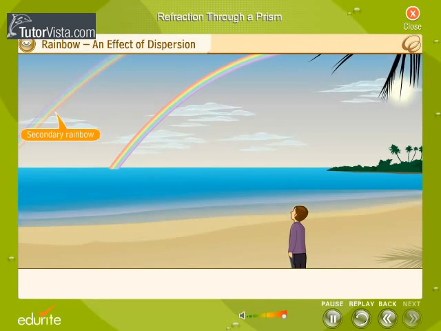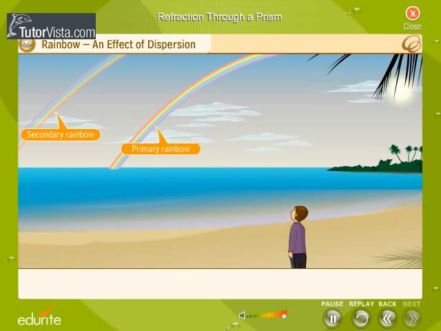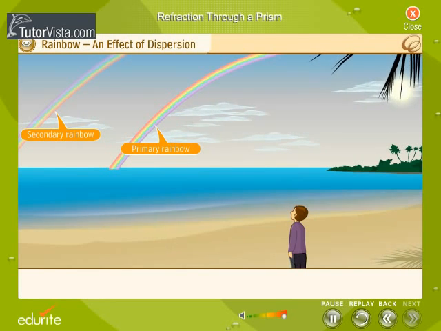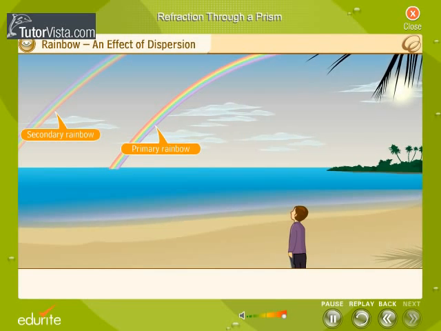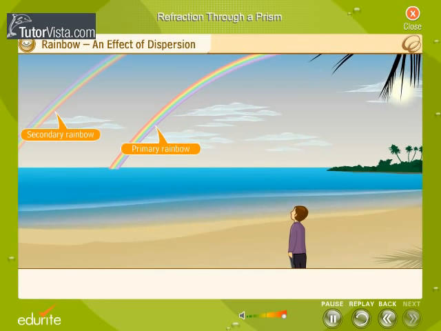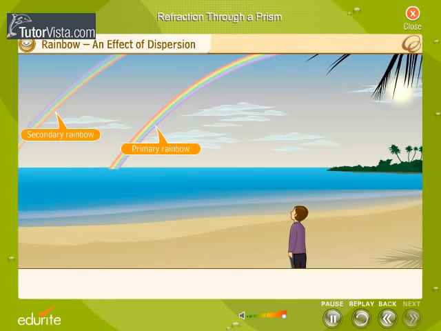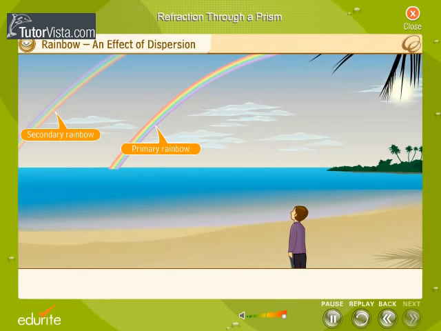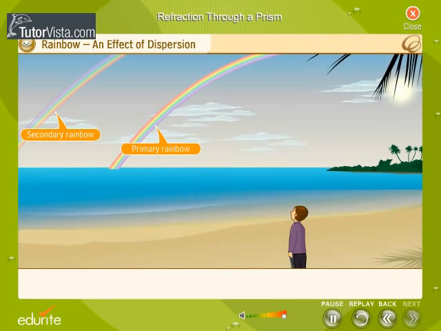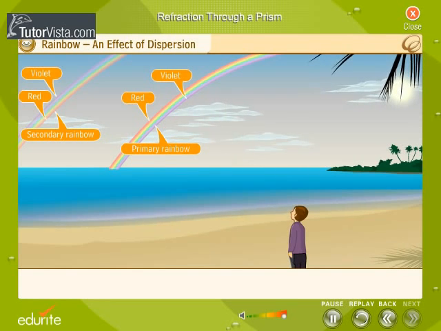Occasionally, secondary rainbow is seen outside the primary bow. Secondary rainbows are caused by double reflection of sunlight inside the raindrops. As a result of the second reflection, the colors of a secondary rainbow are inverted compared to the primary bow.